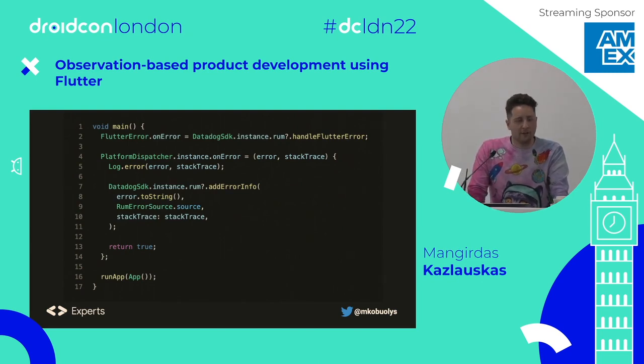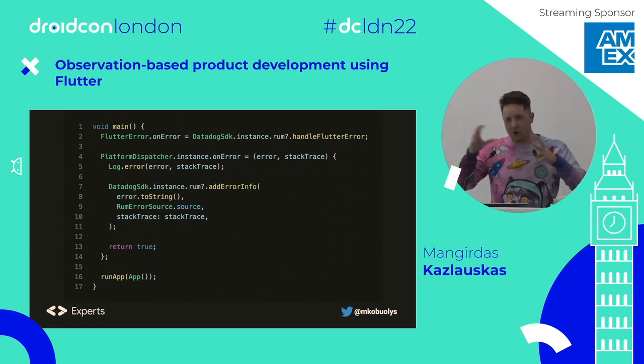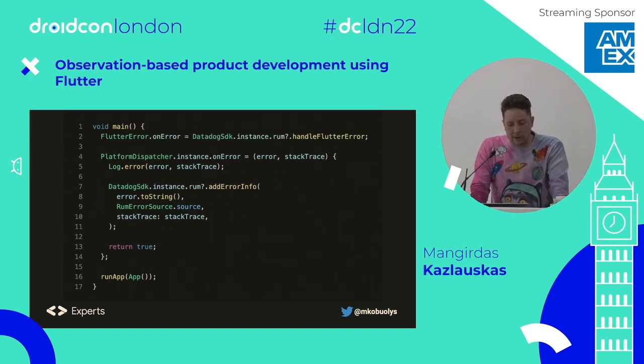Previously, it was more known as the runZoned workaround that you needed, but after the Flutter 3.3 release, you don't need to use zones anymore in your apps, and you could just override this callback, and it will do the same thing.